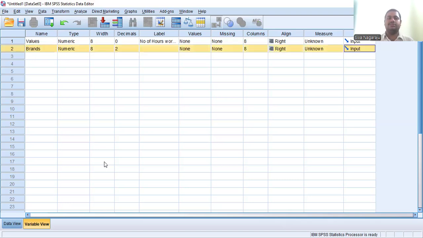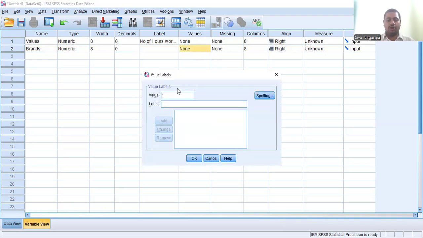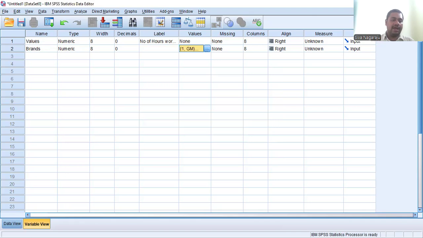What are the two brands we have? Here you have values. Under the values, you need to change: 1 equal to GM, 2 equal to Anchor. It must be a categorical one, but it is supposed to be numerical only. Then only the t-test can be performed. Add. Okay. Then come back here to the data view.